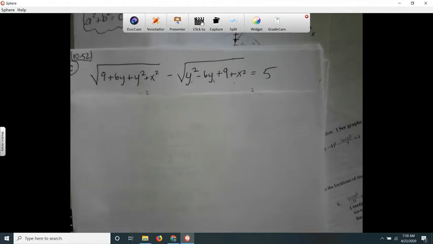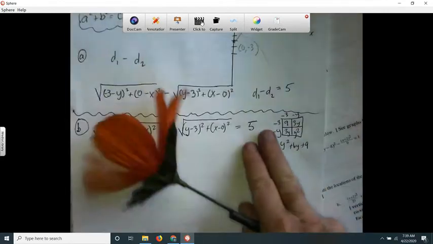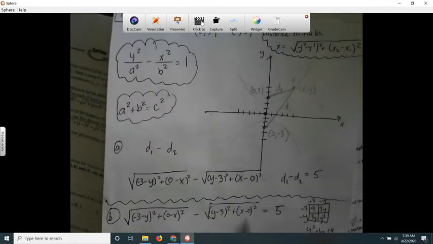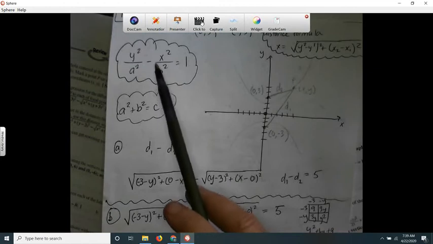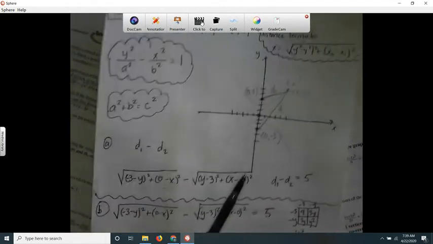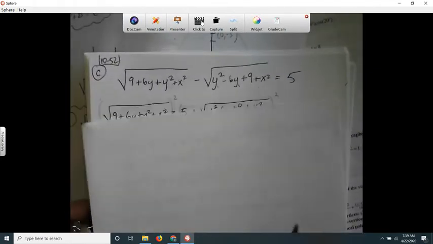Okay, now I'm just doing algebra. And where am I trying to go with the algebra? I'm trying to get right here. I want it y squared over something minus x squared over something equals 1. Okay, so here I am.